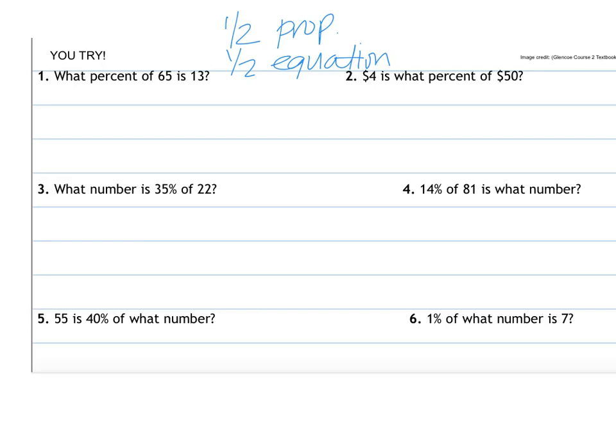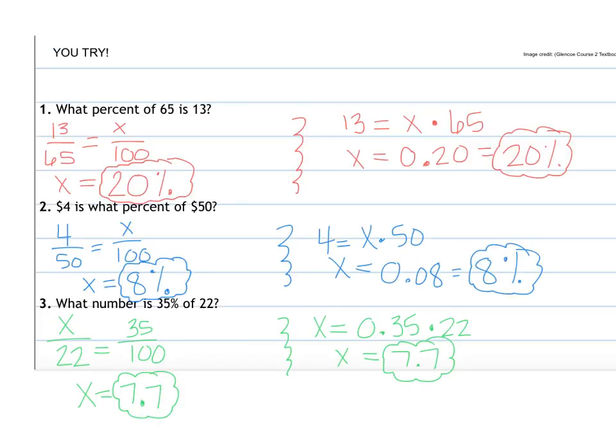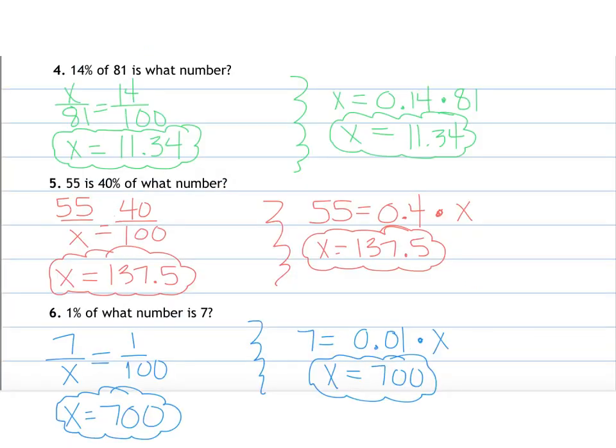When you're done, so pause this and do all these, and then when you're done, unpause me, and you will come to this screen, which I have already written out both methods. So you can see, like number 1, I have the proportion method here, the equation method here. And then check your work. And if you got the answer wrong, look at my work and see, maybe you set it up wrong, maybe you multiplied wrong, see where your mistakes are, and then go back and try it again. So there's 1 through 3, and there's 4 through 6. So pause it, take your time.